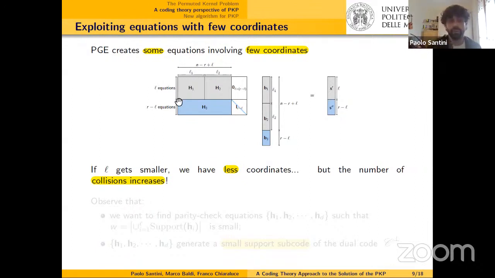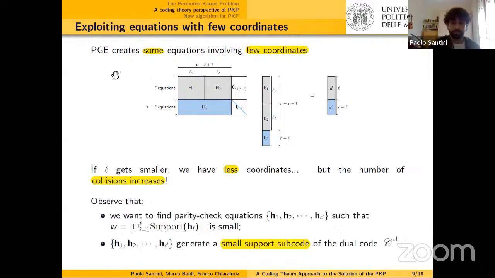However, if we look at the figure, we see that H1 and H2 generate a subcode of the dual code, and this subcode has a small support. So one may think that to improve the attack, we need to focus on subcodes having a small support, because H1 and H2 actually define a subcode of the dual code that must have a small support, because a small support means very few coordinates.